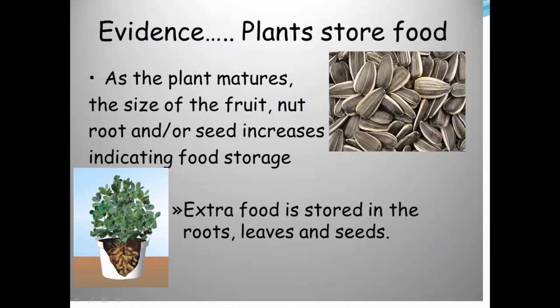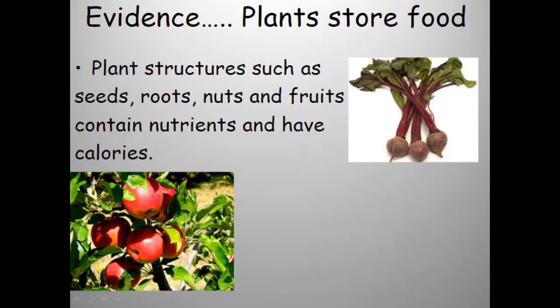So here, as the plant matures, the size of the fruit, nut, root and or seed increases, indicating that there is food storage in that. Some extra food is also stored in the roots. You can see here leaves and seeds. So the plant's structures, what you see here in the picture, such as the seeds, roots, nuts and the fruits, contain nutrients and have calories in them.